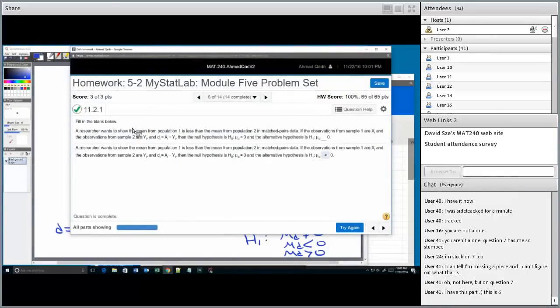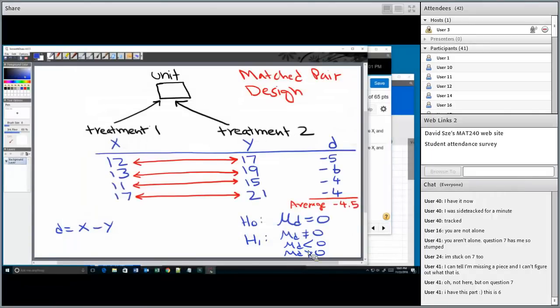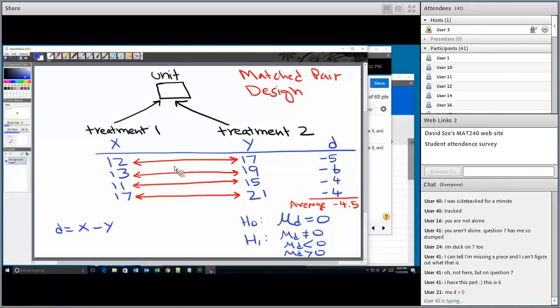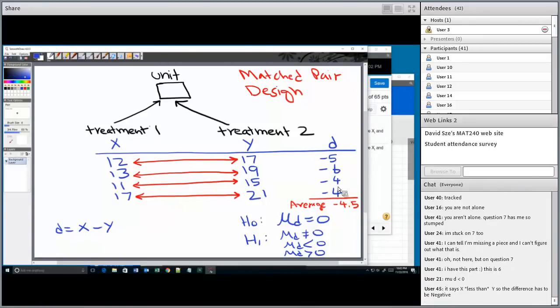Now in this problem, it says a researcher wants to show that the mean from population 1 is less than the mean from population 2 in matched pair data. So you have matched pair data, mean from population 1 is less than mean from population 2. So which one of these alternative hypotheses am I going to choose? If mean from population 1 is less than mean from population 2, which actually my example fits this problem, you're going to get negative d's here, right? You're going to get all negative d's, just like this. So should I select less than or greater than or not equal to?